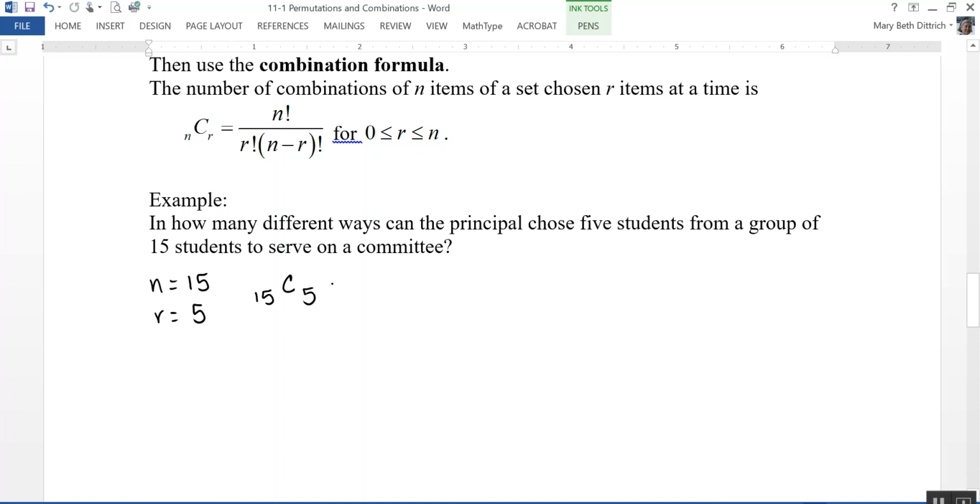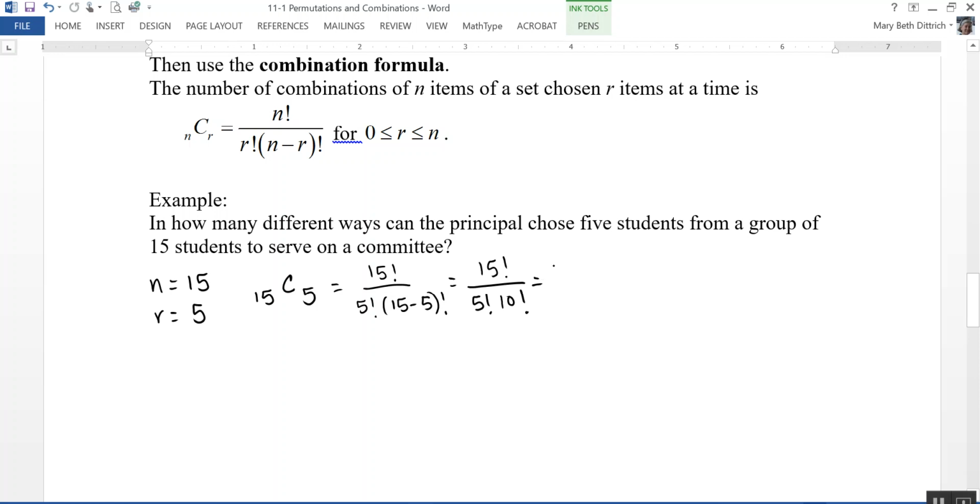Okay, now to calculate that, that's going to be 15 factorial over my r, which is 5 factorial, times 15 minus 5 factorial, or 15 factorial divided by 5 factorial times 10 factorial. Now, do not go and multiply that 5 and that 10 and come up with a 50. That's not how it works.